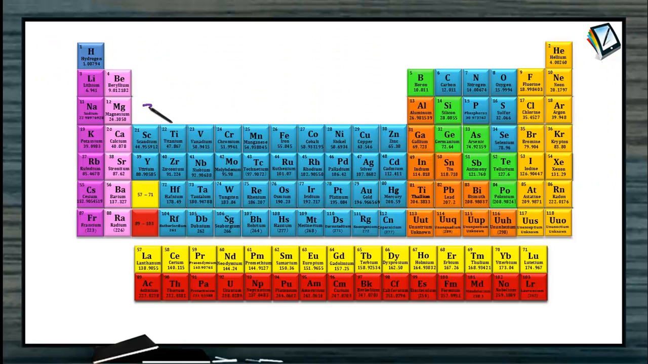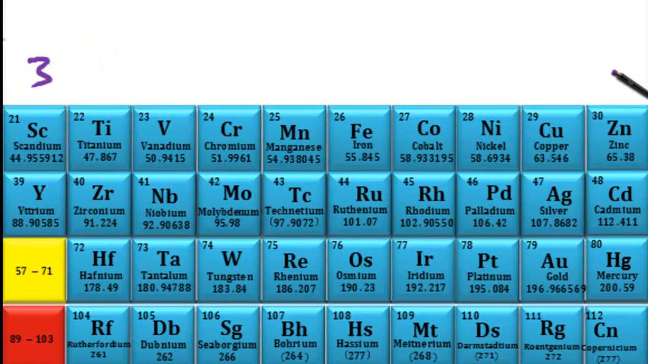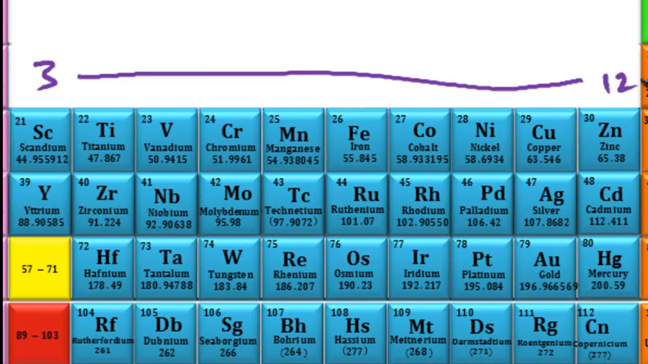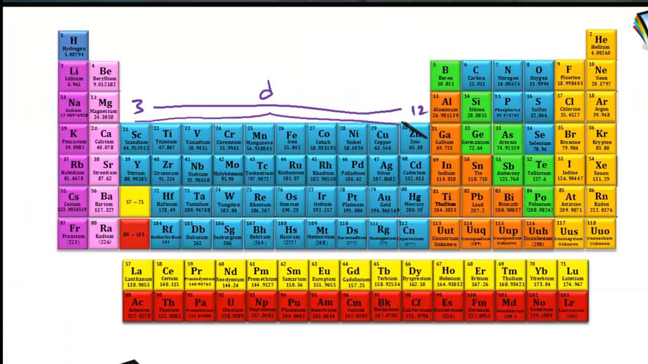This is group 3 and this is group 12. All the elements which are present in between group 3 and group 12, in all these cases, the electrons enter into the d orbitals of a particular energy level. So that is the reason why we call this entire block the d block elements.